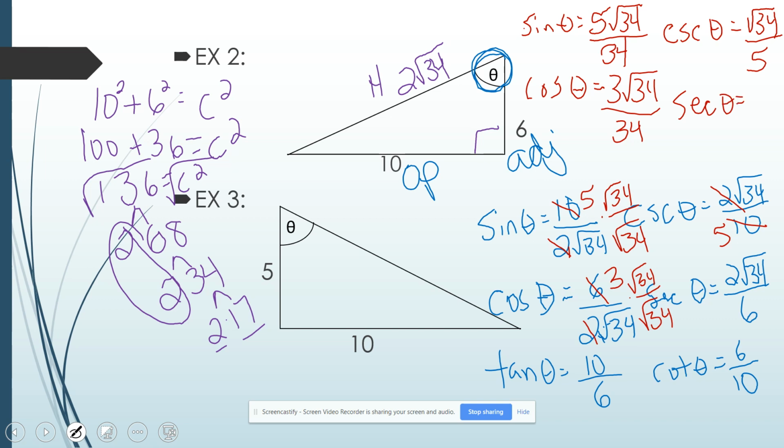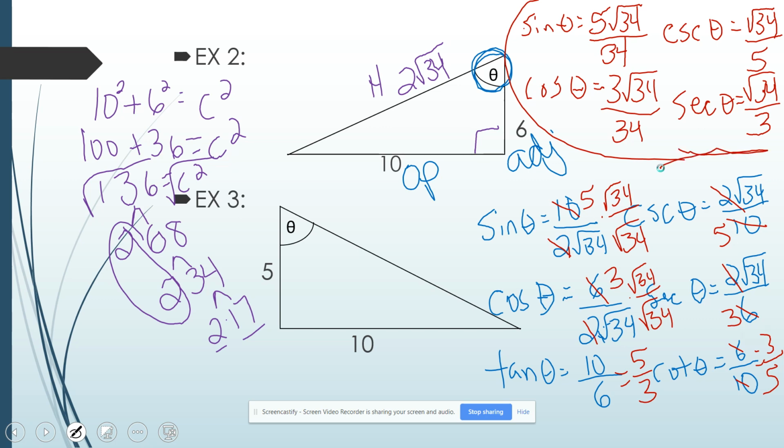For the secant, the 2 and the 6 reduce. Square root of 34 is on the top, so I don't have to worry about rationalizing that. So that's the square root of 34 over 3. And then my tangent, 10/6 reduces to 5/3, and the 6/10 will then be 3/5. So these 4 and these 2 are my 6 trig ratios.